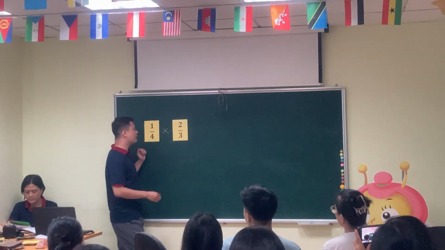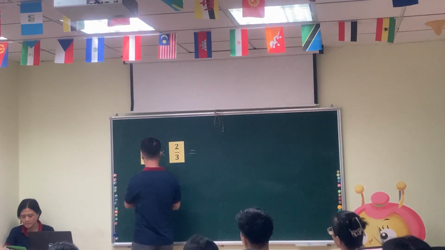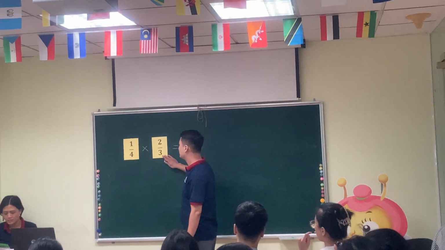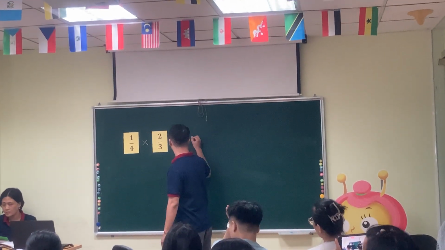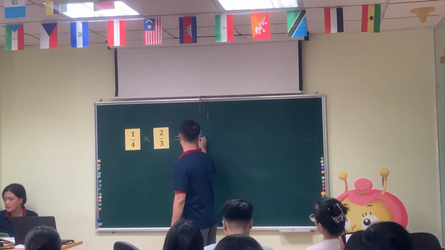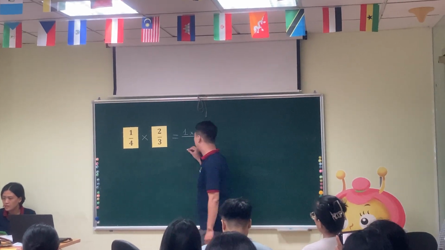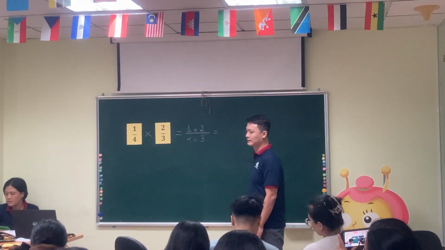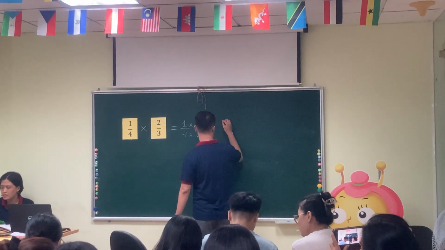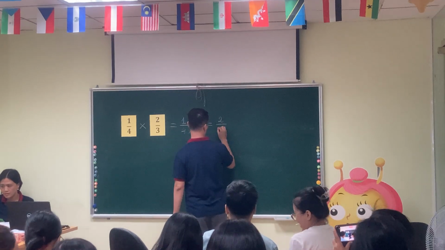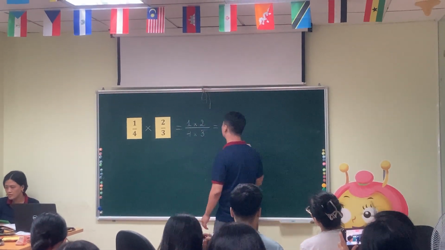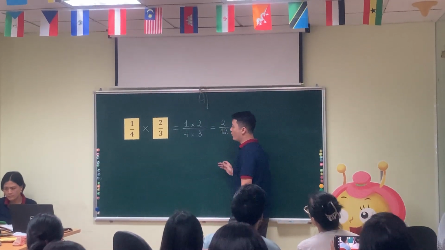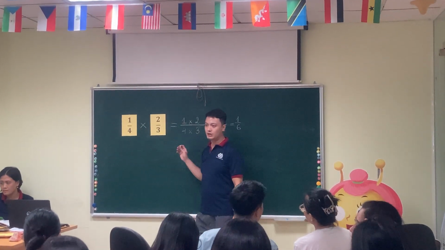Multiplication. Okay, so how can I do this one? Who can help me? 1 times 2. 1 times 2 is 2. What about the denominator? 4 times 3. 4 times 3 is 12. So what is the product? 2/12. Wow. And what is the simplest form? The simplest form is 1/6.